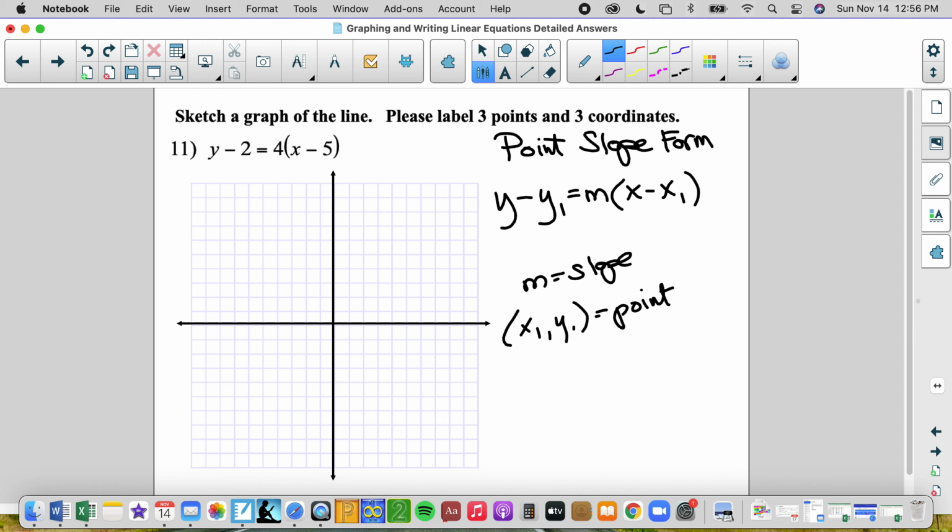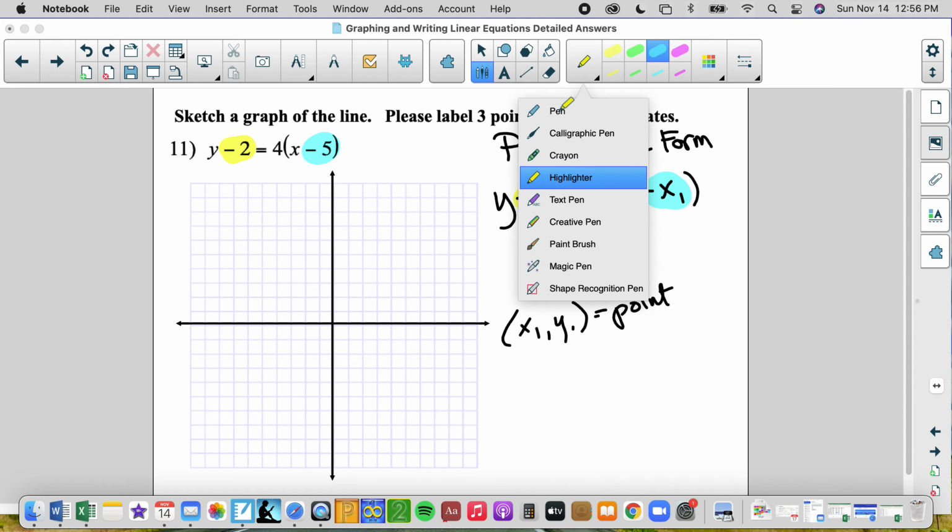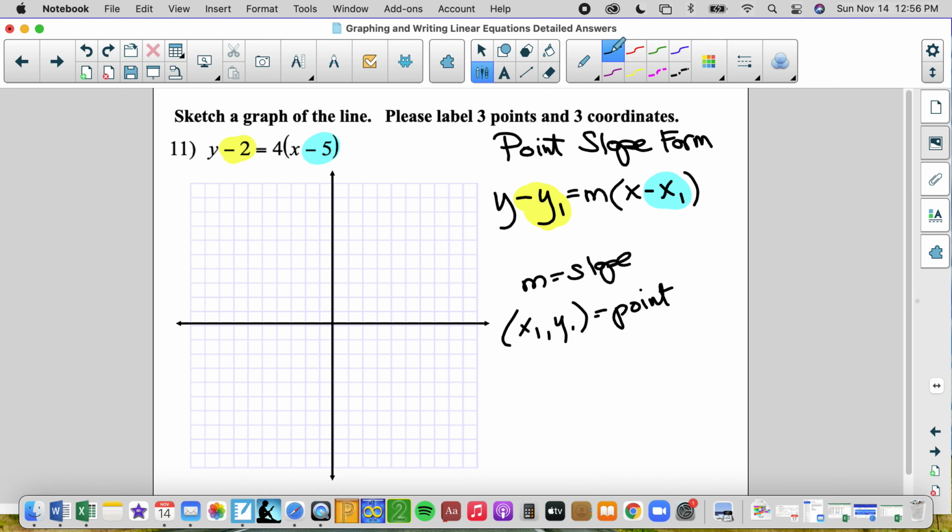Now, the trick to this is notice what it looks like. It says y minus y sub 1. So when you look at this, you're looking at the opposite of my y value. My point is not what I see. What I see is the opposite of my y value. And that goes the same for my x value. Whatever you see is the opposite of your x value. So we have to be diligent about understanding what my point is when I pull it out of here.